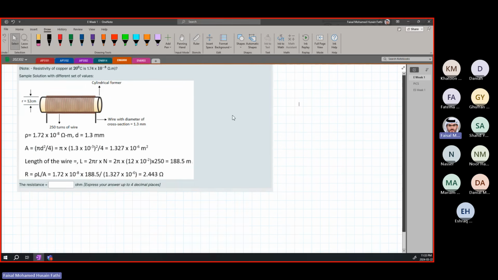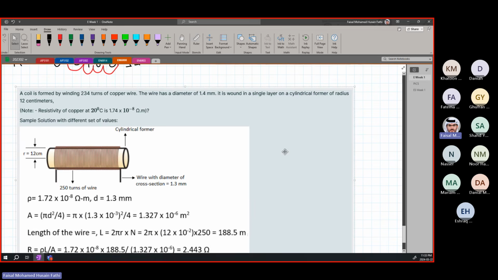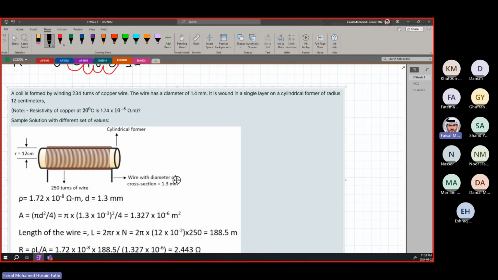A coil is formed by winding 234 turns of copper wire. Winding means they're basically rotating it around a cylinder. So the number of turns is usually represented by the letter N. It's equal to 234 turns. So how many times did they turn it around?